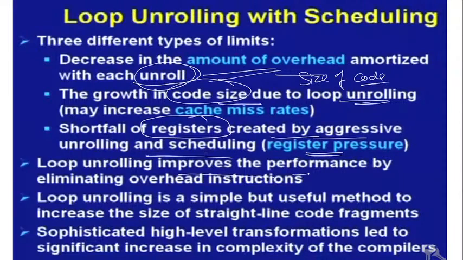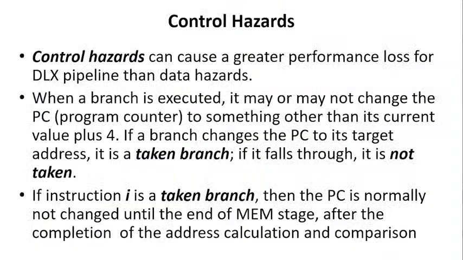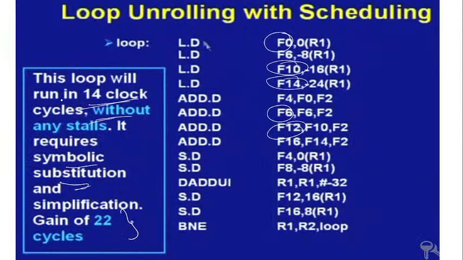Loop unrolling improves the performance by eliminating the overhead instructions. Overhead means some dependent instructions. Loop unrolling is a simple but useful method to increase the size of straight line code fragments, and it is a very sophisticated high level transformation that leads to a significant increase in the complexity of the compiler. So all these decisions are taken by the compiler. The compiler will identify the dependent and independent instructions. It will rearrange the instructions to avoid the stall. Okay, so this is all about the technique called the loop unrolling technique.